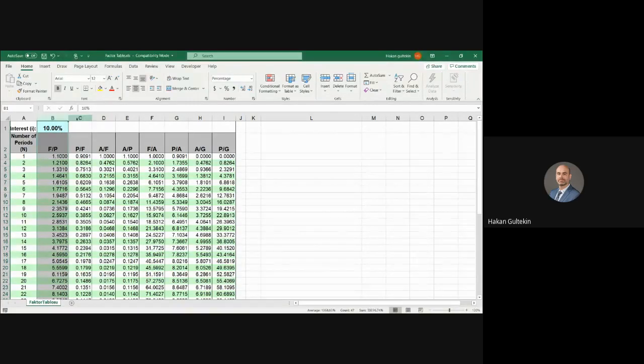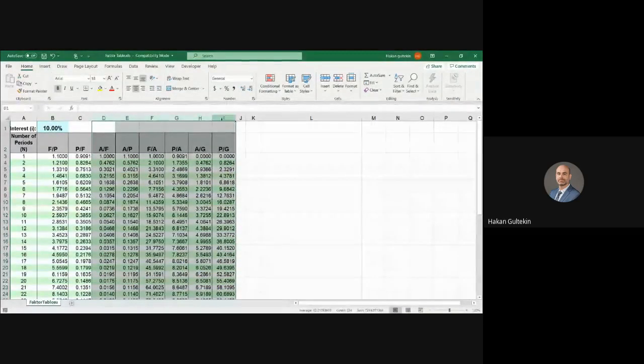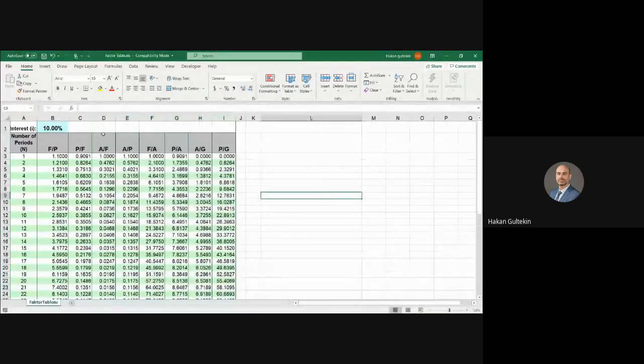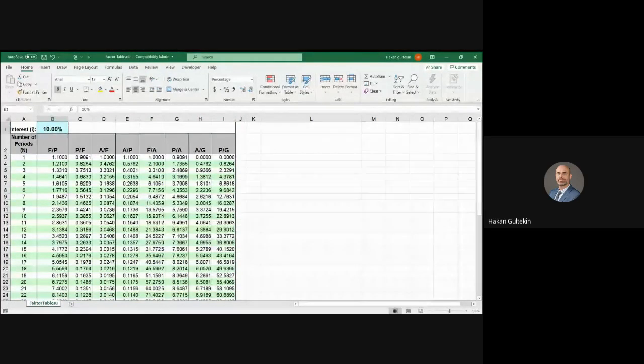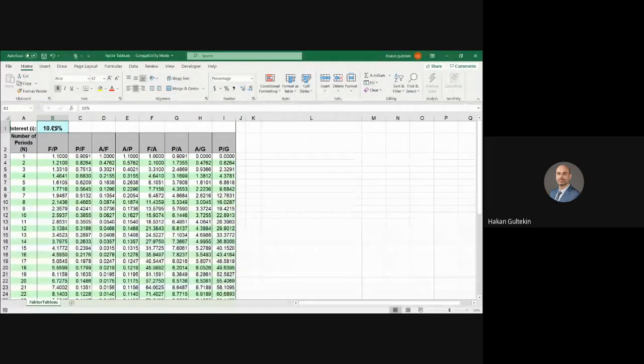The second column is P given F. And the others, we haven't learned them yet. We will learn shortly. And now in the question, I asked you to find the interest rate of 2%. So what do we do? Simply, if I change this 10% to 2%, everything is calculated automatically. Why? Because there are formulas in all of these cells.